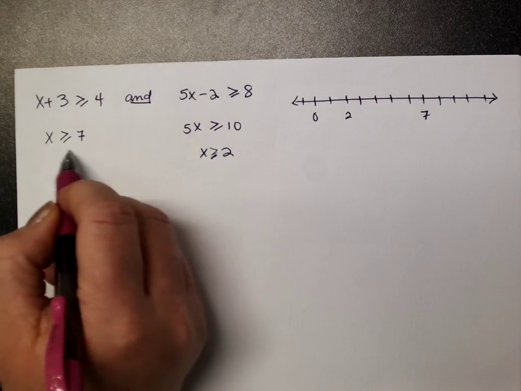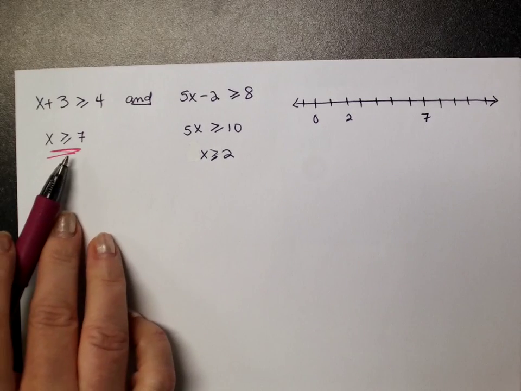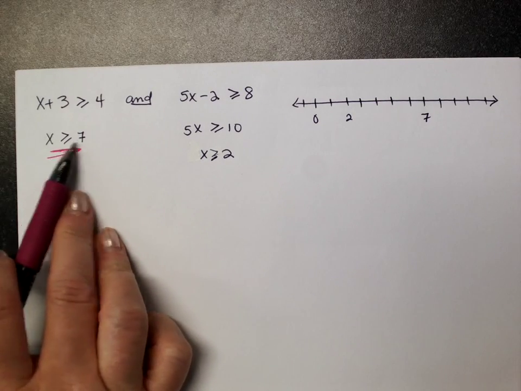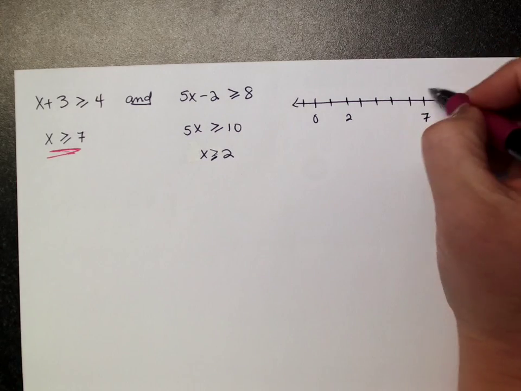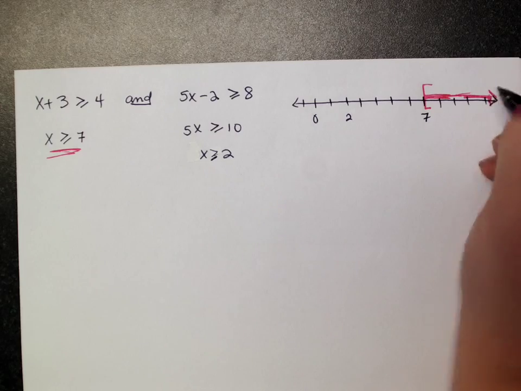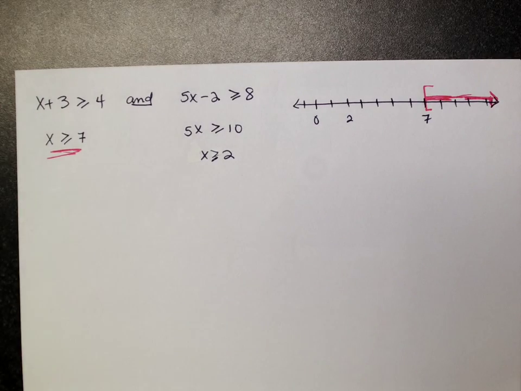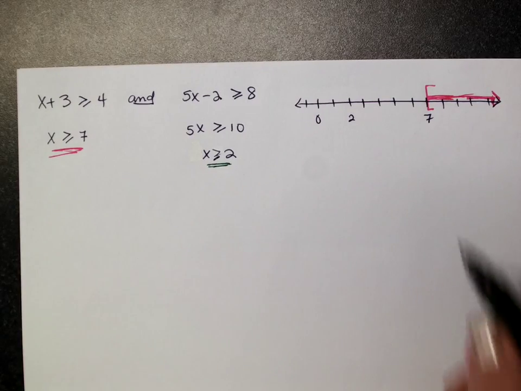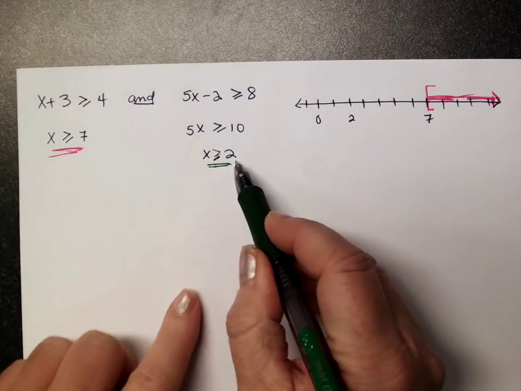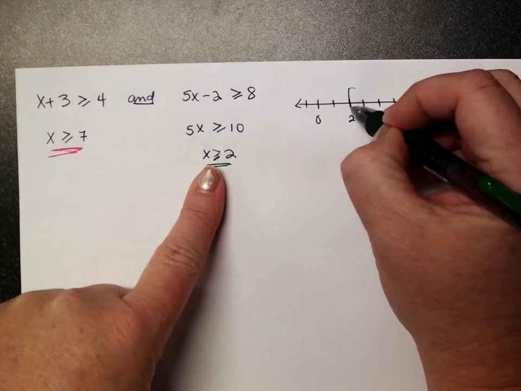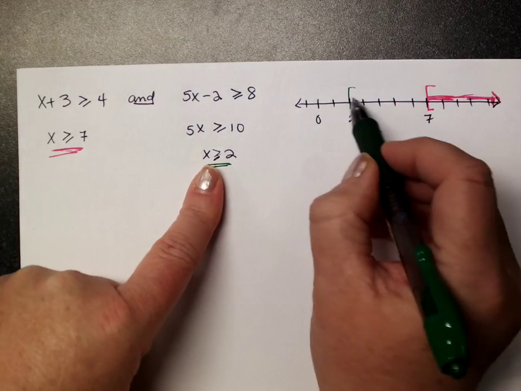So there's one simple inequality with a boundary point of 7. So I start at 7 and I go up the number line, and note that 7 is included. And here's my second simple inequality. I'll put it on the same graph so I can see how they interact. 2 is my boundary point. I'm going up the number line, and 2 is included, so I start at 2 with a bracket and head up the number line.